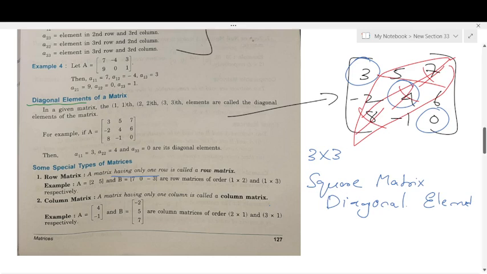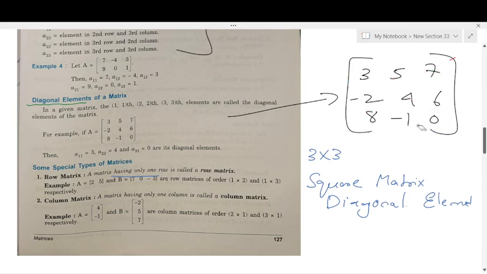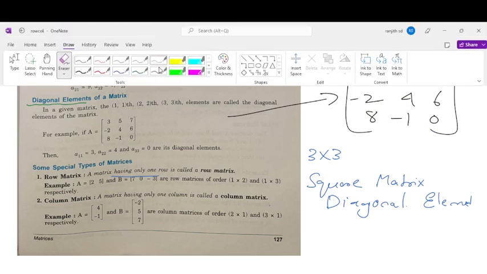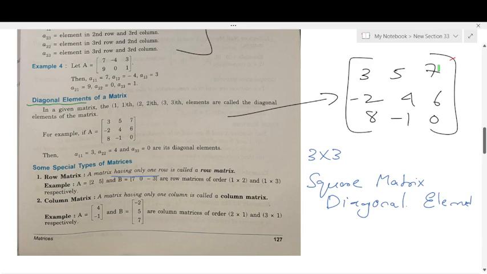Okay, these are known as diagonal elements. Fine. So diagonal elements are just 3, 4, 0. 8, 4, 7 are not diagonal elements, students. We don't consider 8, 4, 7. Okay, the green one, we don't consider that as diagonal. We just consider 3, 4, 0 as the diagonal.